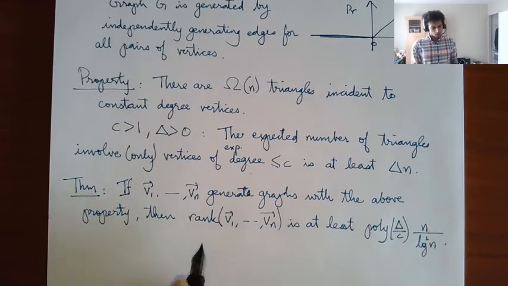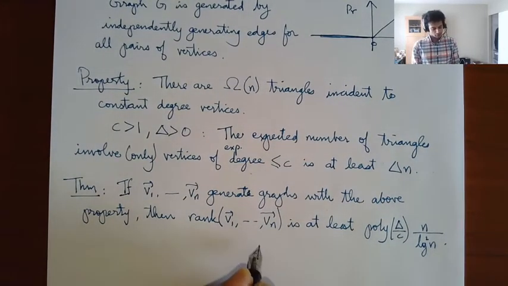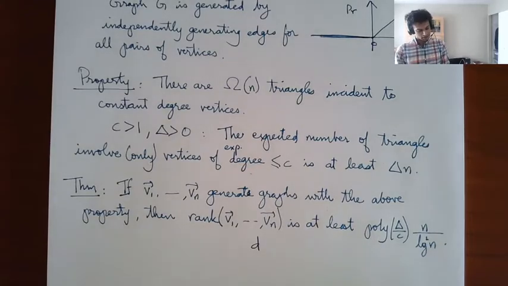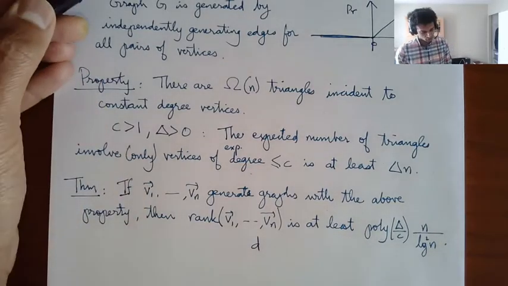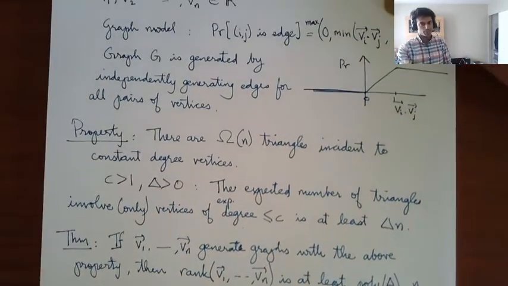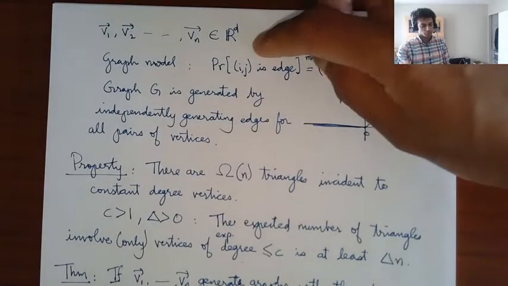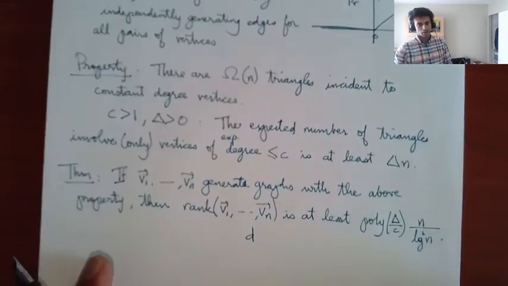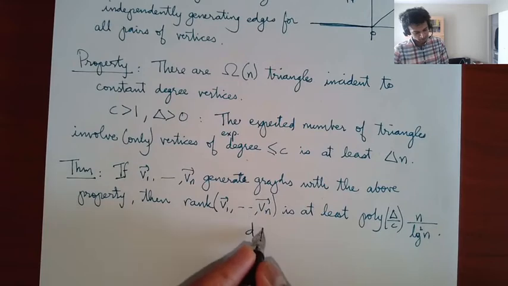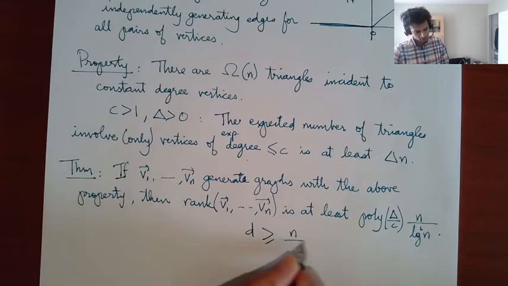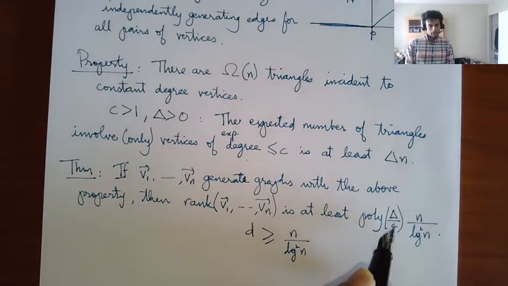So you get that the rank of these vertices, so you can also think of d as the rank, right? What this means is that the inherent dimension, these were vertices, these are vectors in d-dimensional space. What this implies is basically that d is essentially greater than n over log squared n, where I treat the delta and c as constants.